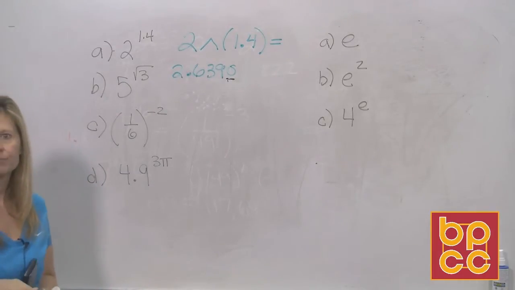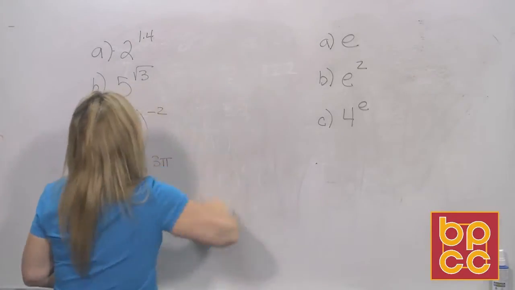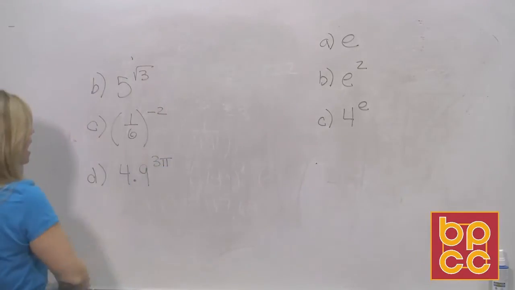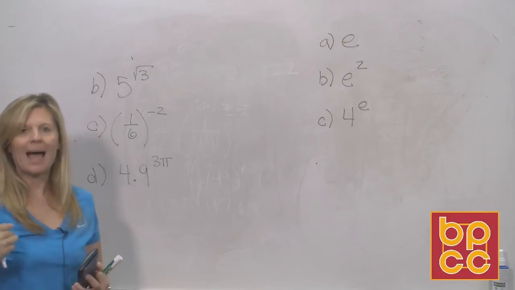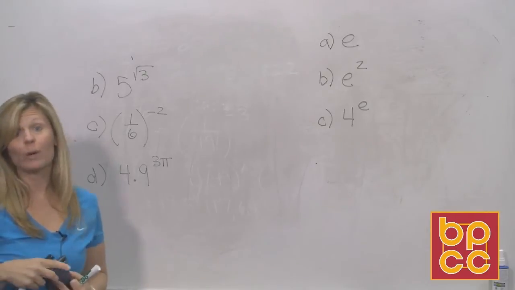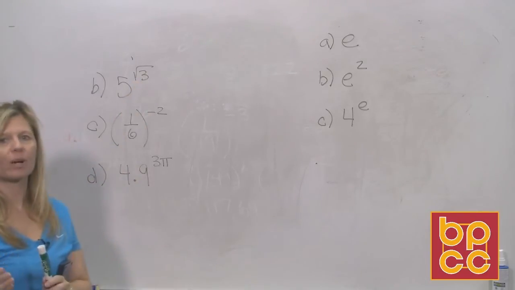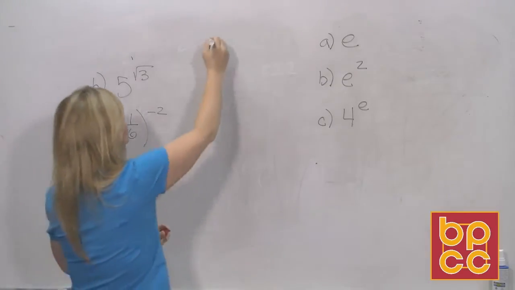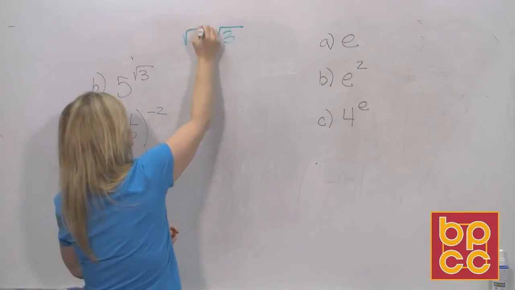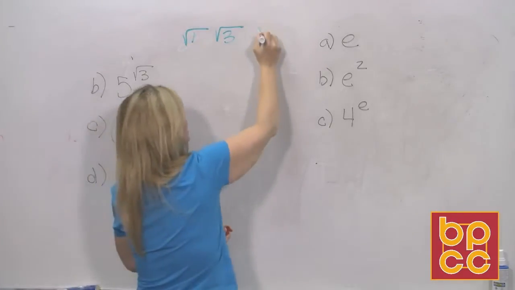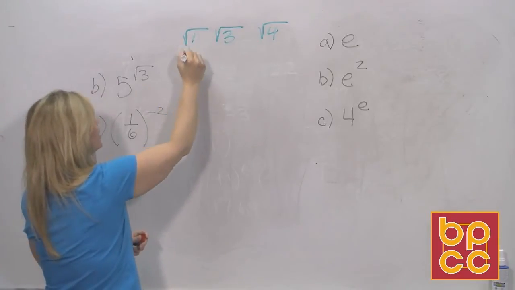2.6390. All right, let's try the next one. Okay? I have 5 with the exponent square root of 3. Again, back in the old school, without calculators, you would first have to estimate where the square root of 3 is in between. So I would say to myself, okay, the square root of 3 I don't know. I do know the square root of 1 and the square root of 4.